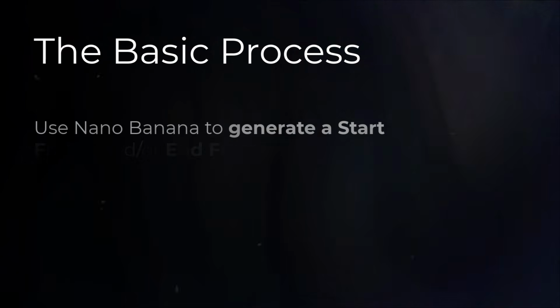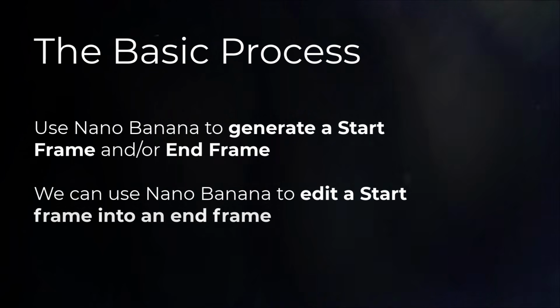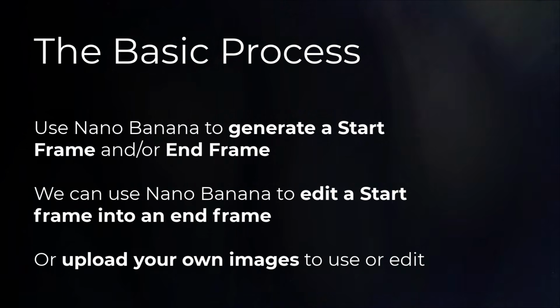So you can see the process is simple. We want to use Nano Banana 2 to generate a start frame and potentially an end frame, or we want to edit our original start frame into an end frame. And of course, you can also upload your own images, but for the sake of this video, we're talking about Nano Banana 2 setting up these images to then use in Seedance as a start and end frame.